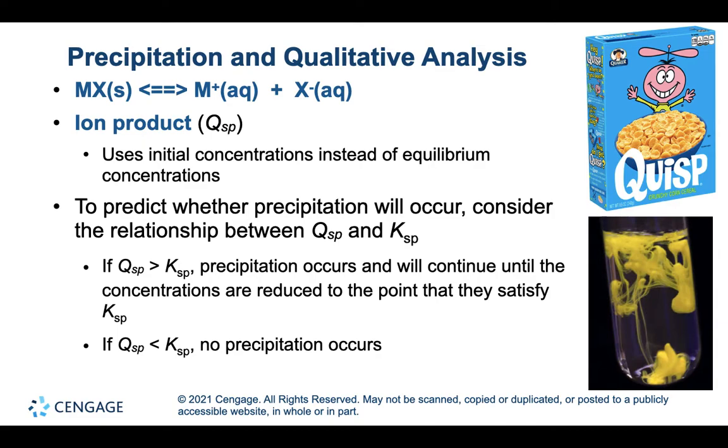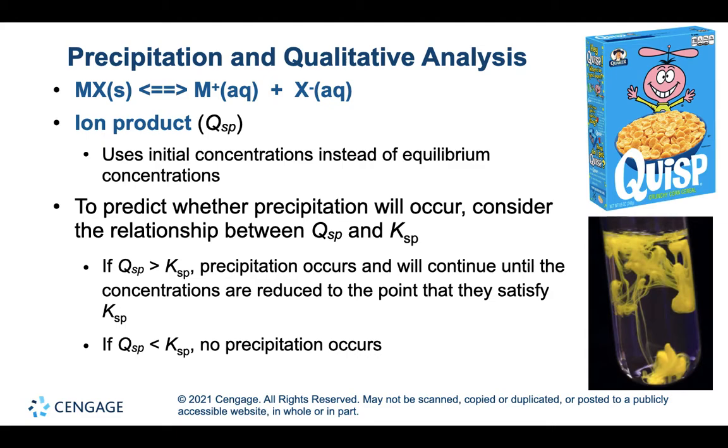So you can use QSP and compare it to KSP to predict whether or not a precipitate will occur when you mix certain initial concentrations of ions together. The general analysis will be, if your QSP is greater than your KSP, it means that these ion concentrations are above the solubility limit, and they will correct by forming solid and bringing those ion concentrations down to the solubility limit. So if QSP is greater than KSP, we would expect this equilibrium to shift to the left. We would expect solid to form.